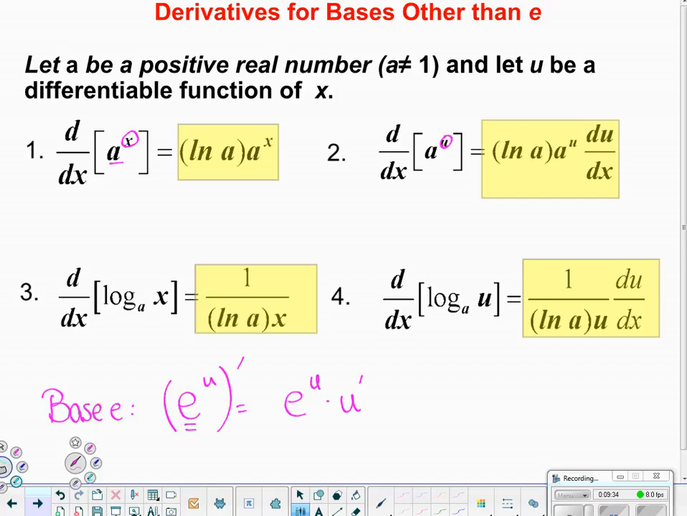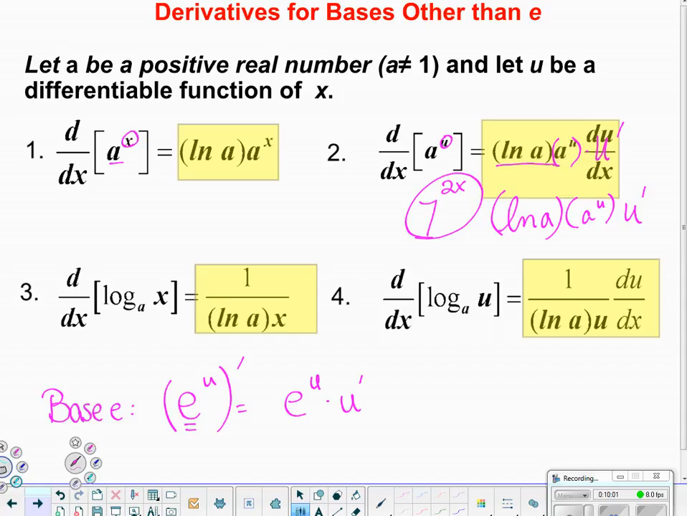What if we had something a little bit more, maybe 7 raised to the 2x? Now we got chain rule. So we got the natural log of the base times the power itself there, and then du over dx. If you'd rather say this as u prime, that's fine. So I could say it's natural log of a times a to the u, it is itself, and then u prime.